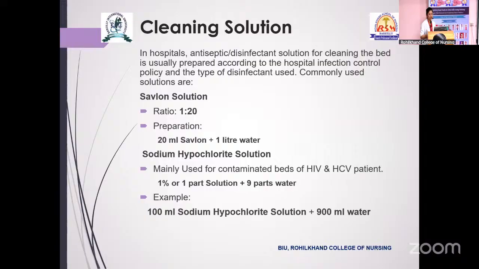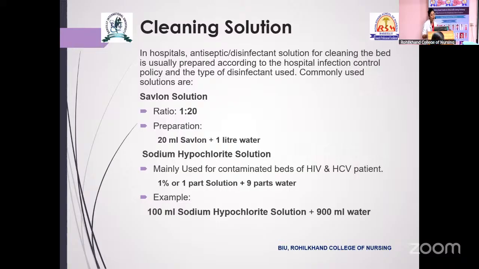This is the cleaning solution method. In hospital, antiseptic or disinfecting solution for cleaning the bed is usually prepared according to the hospital infection control policy and the type of disinfectant we use. So the commonly used solutions are, first is Savlon solution. We all know the ratio is 1:20, and preparation is 20 ml Savlon added to 1 liter water.